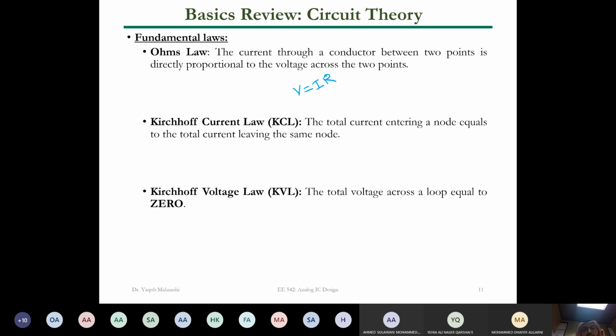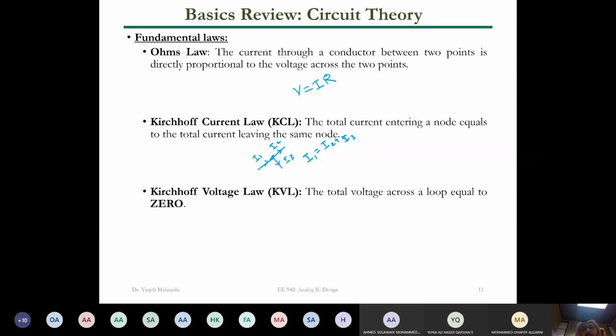So you know Ohm's law: voltage equals I times R. The KCL: the entering current for a node equals the total output current of that node. So if you have this node with I1, I2, I3, using the KCL, I1 equals I2 plus I3.